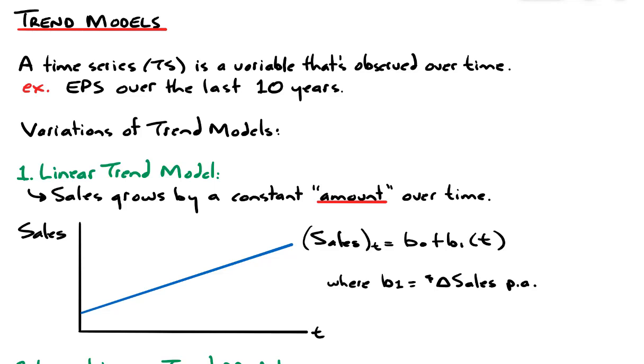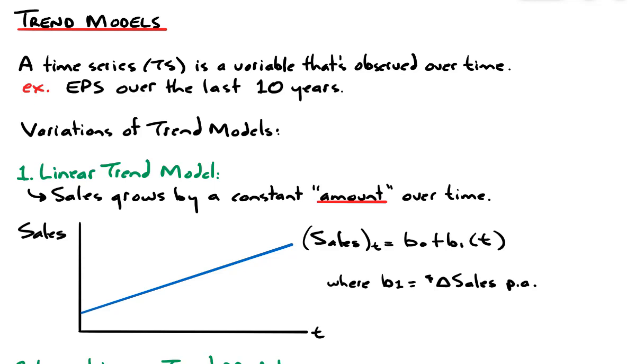Trend models. First of all, let's look at the broader definition of a time series. A time series is a variable that's observed over time. For example, if we're looking at the earnings per share for a company over the last 10 years, the earnings per share in this context would be regarded as a time series. And there's the giveaway right there, because we're observing that variable over the last 10 years.